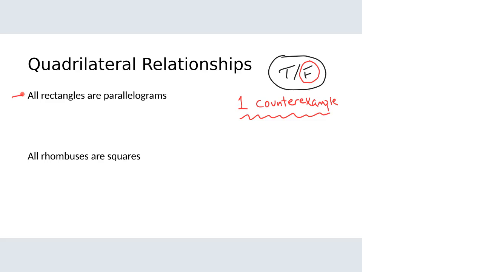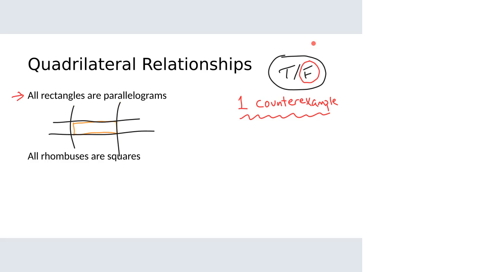So this statement here, all rectangles are parallelograms. What I want to do is see if I can prove that false. I want to see if I can find a counterexample. Let's see if I could draw a rectangle that's not a parallelogram. If I can, I've shown this to be false. So, okay, let's try to draw one. So I'm going to draw a rectangle. And let's see here. Okay, so that's a rectangle. Now let's see. Is it a parallelogram? Well, top and bottom are parallel, left and right are parallel. Yeah, that one's a parallelogram.